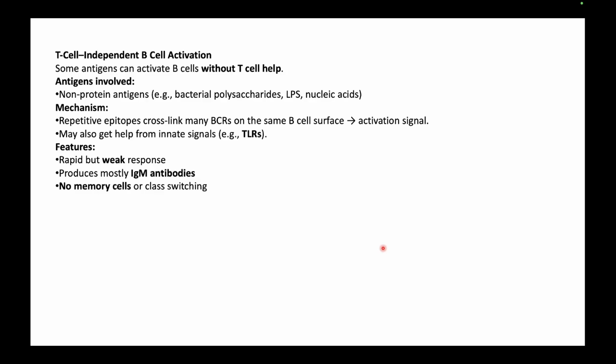Okay, then the next one, which was the T cell independent B cell activation. So there are some antigens which can activate the B cell without T cell help. These are the non-protein antigens. The mechanism is repetitive epitopes that cross-link many BCRs on the same B cell surface, and then they give the activation signals. It is a rapid but weak response. They produce mostly IgM antibodies, and there is no memory or class switching.